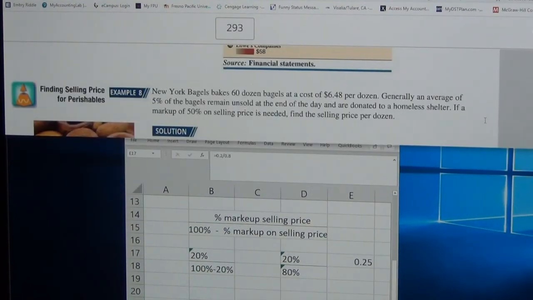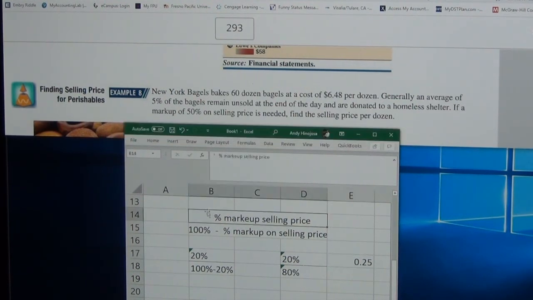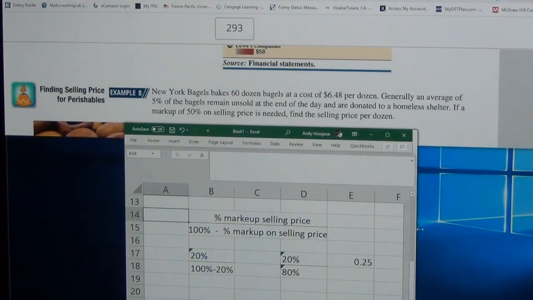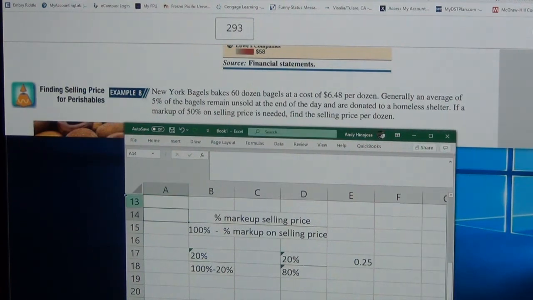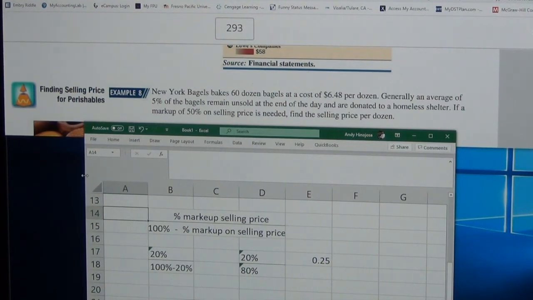New York Bagels bakes 60 dozen bagels at a cost of $6.48 per dozen. Generally, an average of 5% of bagels remain unsold at the end of the day and are donated to a homeless shelter. If a markup of 50% on selling price is needed, find the selling price per dozen. Now, this one's a little trickier, so I wouldn't expect you to figure this one out. You could try. Go ahead and pause and try, but let's see what we have.